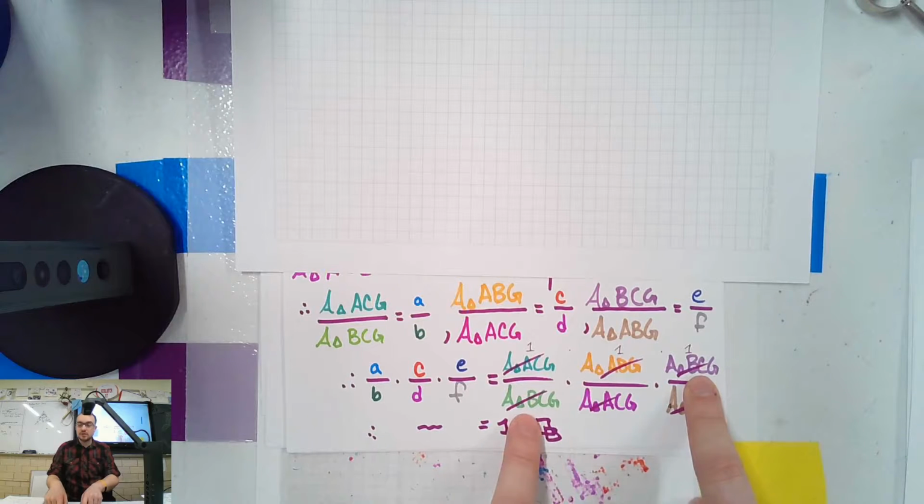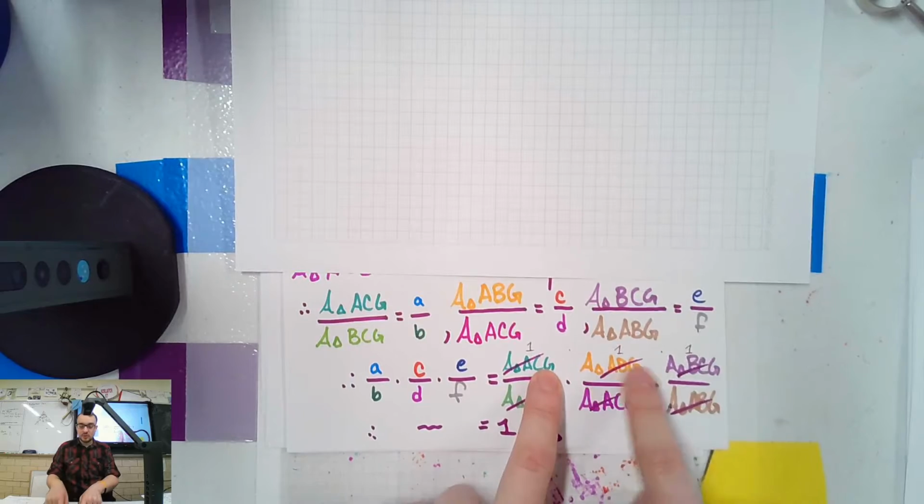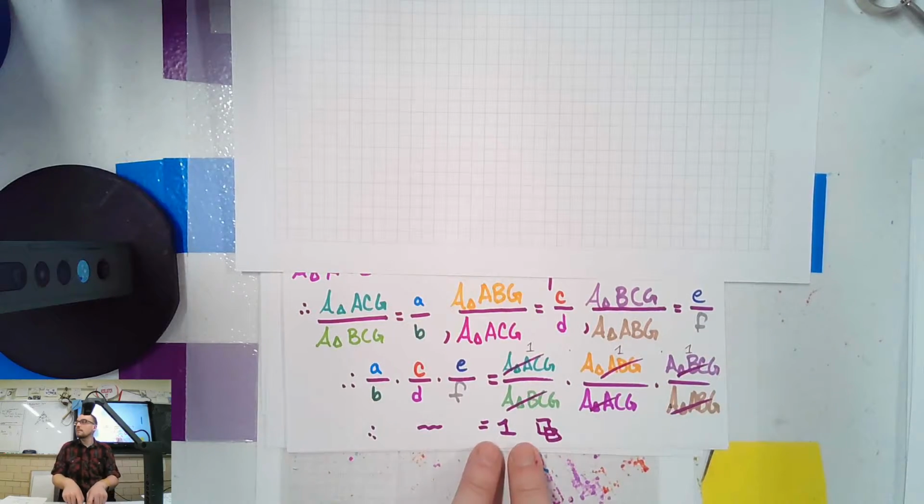These two triangles are the same. So anything divided by itself is 1. So we have 1 times 1 times 1, which proves that this equals 1.